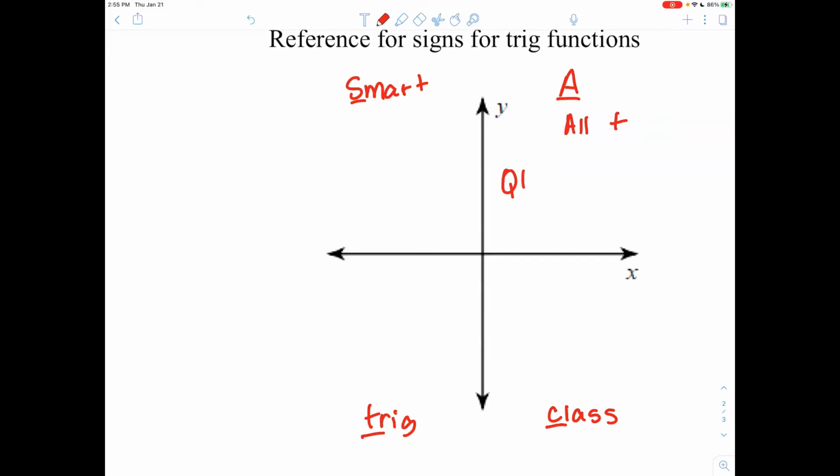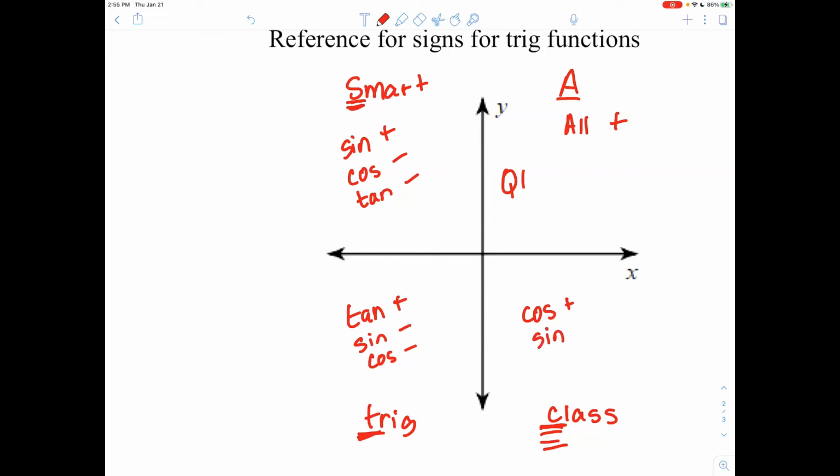In quadrant 2, sine is positive. Cosine, negative, tangent's value will be negative. In quadrant 3, tangent will be positive, and sine's value will be negative, cosine's value will be negative, and also the reciprocal values, okay? And then in quadrant 4, cosine. So cosine will be positive, and sine and tangent will both be negative.